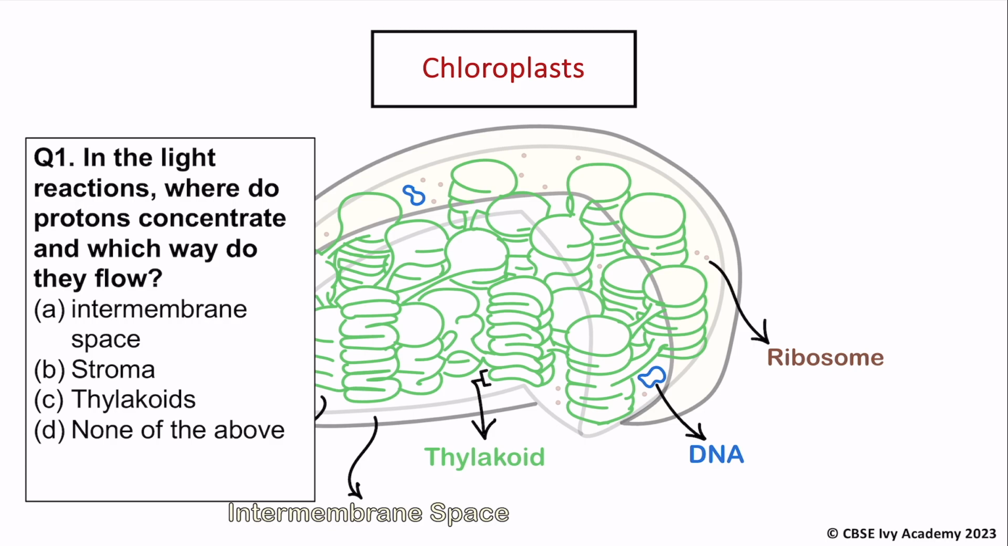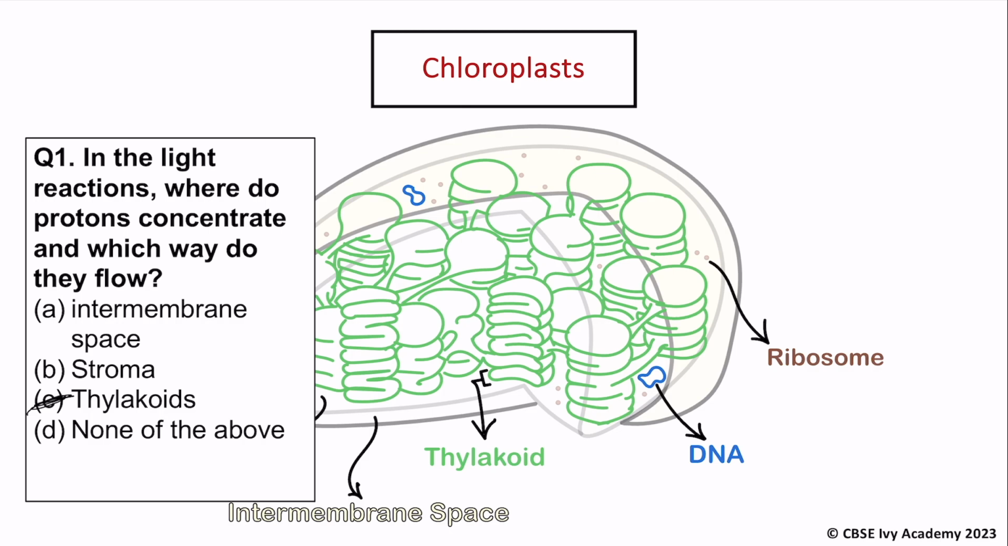In the light reactions, where do protons concentrate, and which way do they flow? So, do they concentrate in the intermembrane space between the inner and outer membranes, like in the mitochondria? Or do they concentrate in the stroma, or do they concentrate in the thylakoid space? And the answer is that they concentrate within the thylakoids, and then they flow down their concentration gradient into the stroma, and they go through ATP synthase molecules and produce ATP. Okay.